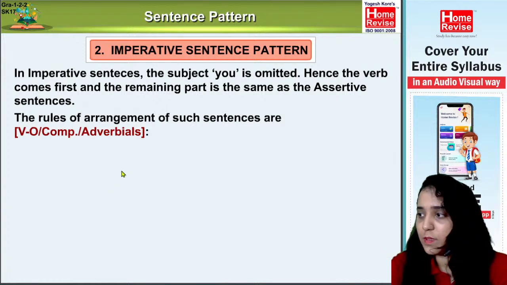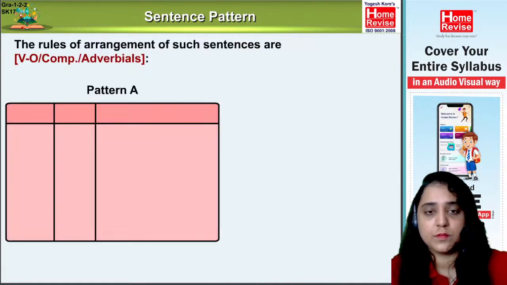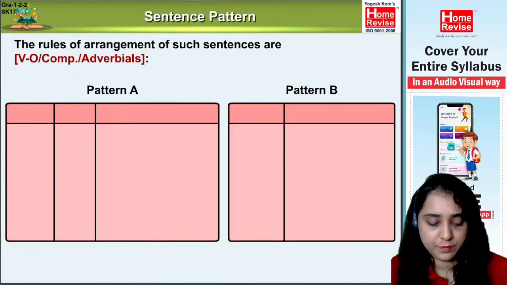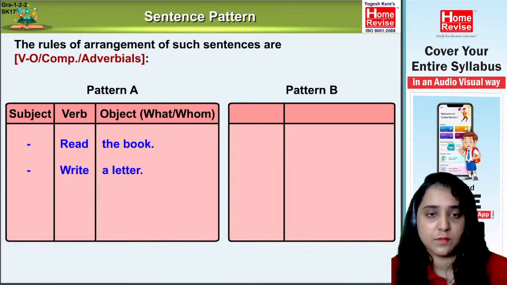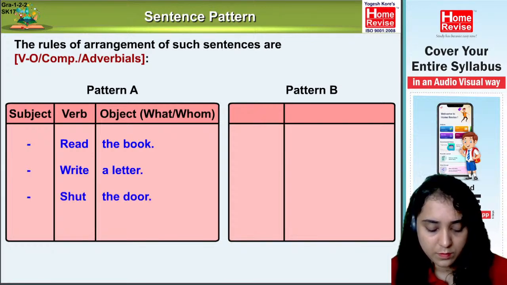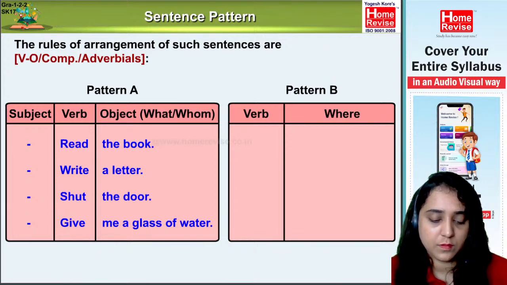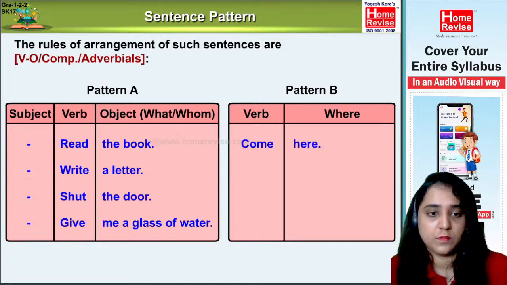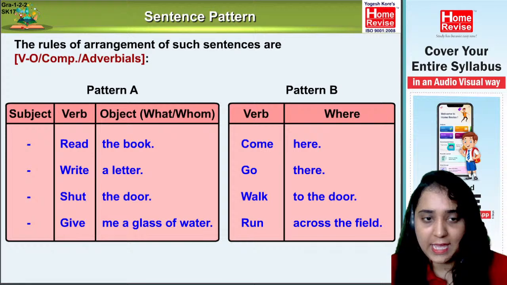The rules of arrangement of such sentences are verb, object or complement or adverbials. Pattern A and pattern B. Let's first see pattern A. Verb and then object, what or whom. Read the book. Write a letter. Shut the door. Give me a glass of water. Pattern B, verb and where. Come here. Go there. Walk to the door. Run across the field.